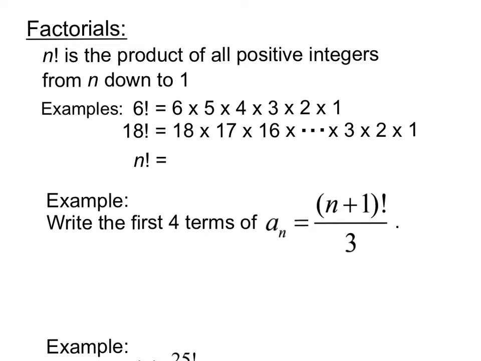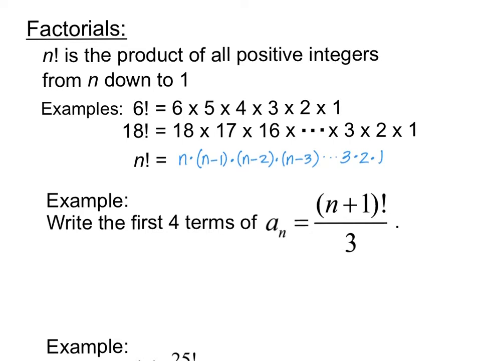Moving on, here's a quick review of factorial. n factorial is the product of all positive integers from n down to 1. So 6 factorial is 6 times 5 times 4 times 3 times 2 times 1. 18 factorial is 18 times 17 times 16, all the way down to times 3 times 2 times 1. And so n factorial will be starting with n, multiplied by the integer right before n, which is n minus 1, multiplied by the integer right before that, which is n minus 2, so on and so forth until you get to 3 times 2 times 1.